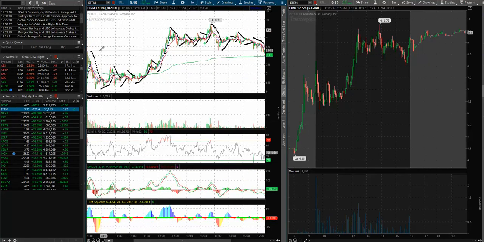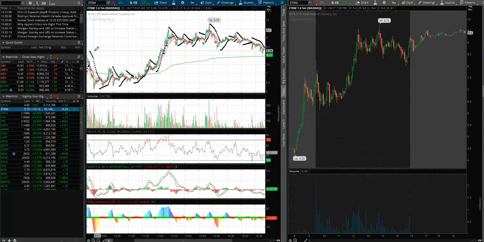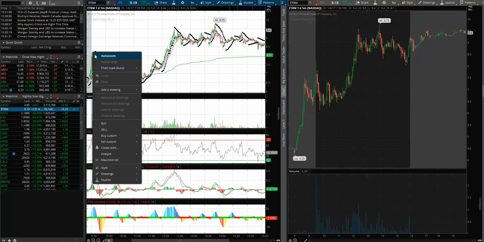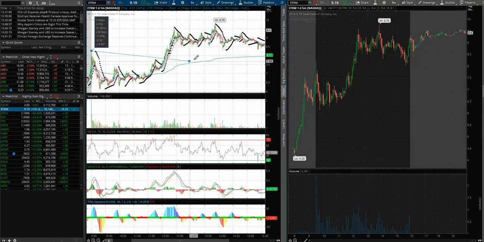Right here is high of day, right? And if you notice here, this is the high of day. If it breaks high of day, you put it. So what I would have done is right here, I would have put a trend line there.